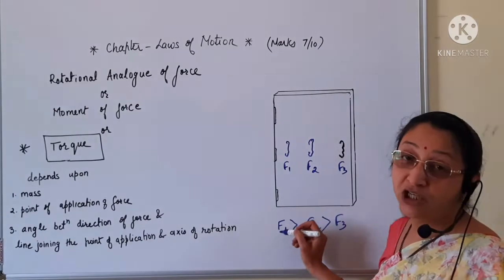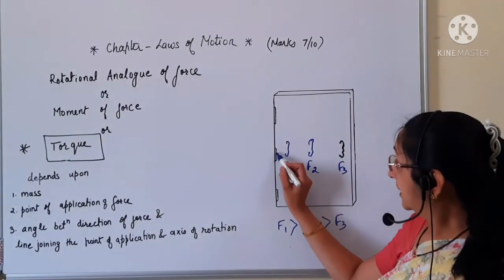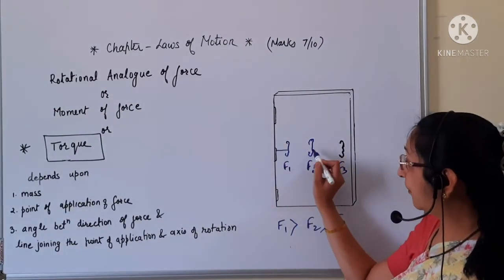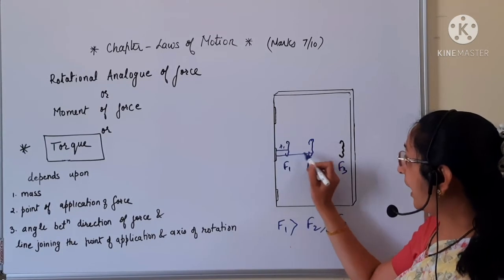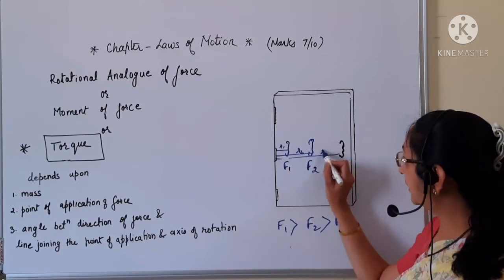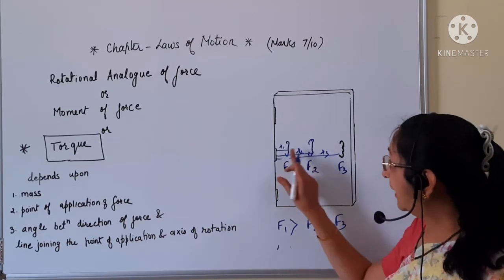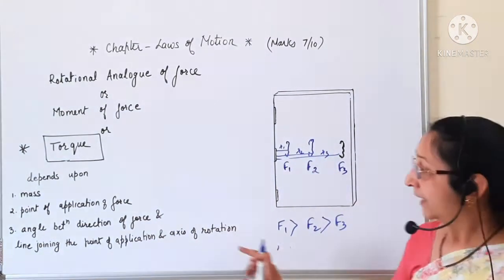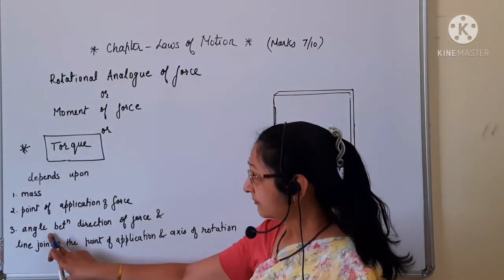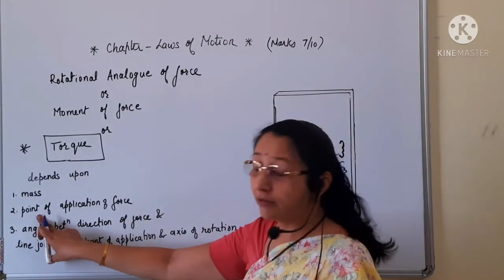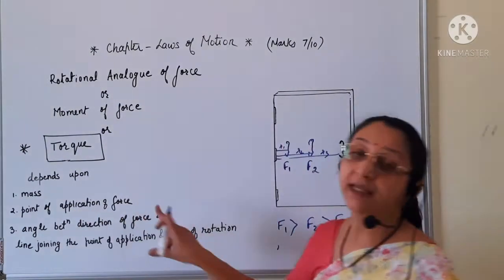With respect to the hinges, it is at what distance from the hinges, R1 or R2 or R3. So it depends upon R1, R2 and R3. Now, also it depends, so we can say it depends upon the point of application of the force.